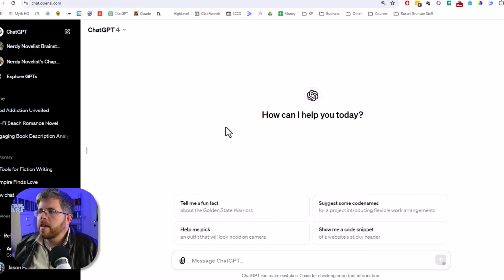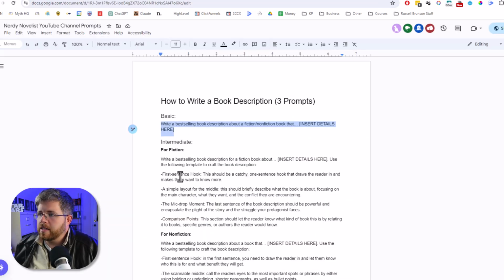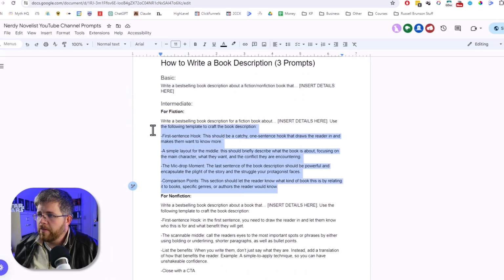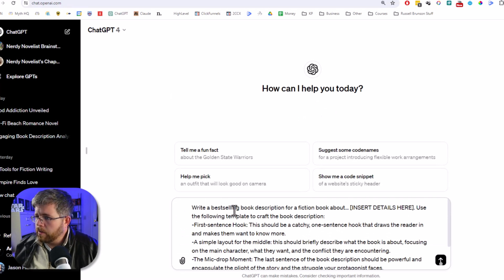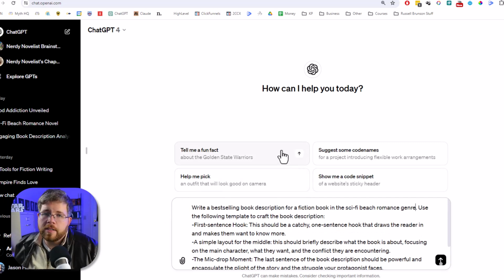So let's move up to the intermediate step here, and we'll start with the fiction option. And this is the prompt we're going to use. First of all, write a best-selling book description for a fiction book in the sci-fi beach romance genre. Use the following template to craft the book description. And this is why this is a superior way to do it, because you actually give it a template.